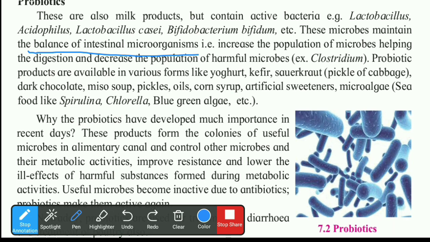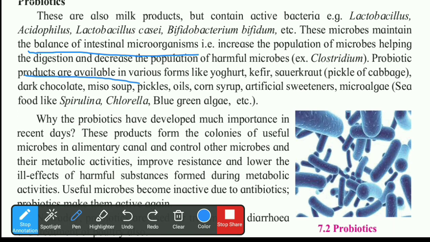Probiotic products are available in various forms like yogurt, kefir, sauerkraut, which is a pickle of cabbage. There is dark chocolate, miso soup, pickles, oils, corn syrup, artificial sweeteners. There are microalgae, which are seafood, like chlorella and blue-green algae. These are examples of probiotics, products which are useful for human beings.